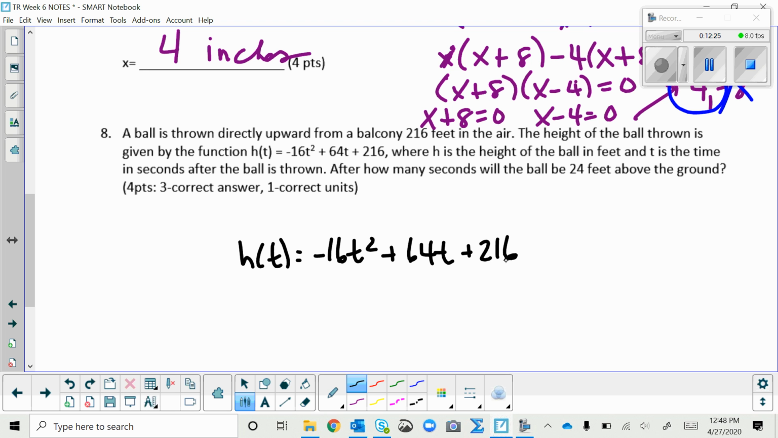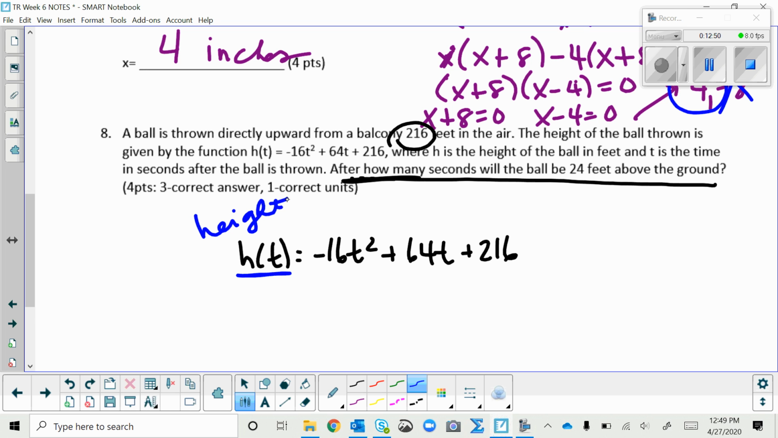Here's what we're trying to find. After how many seconds will the ball be 24 feet above the ground? It was thrown directly upward from a balcony that is 216 feet in the air. So this h of t represents the height based on a certain amount of time that has passed. If it was 5 seconds later, where would the ball be? What would its height be? You would figure that out by plugging 5 in for all the t's, and that would give you your height.